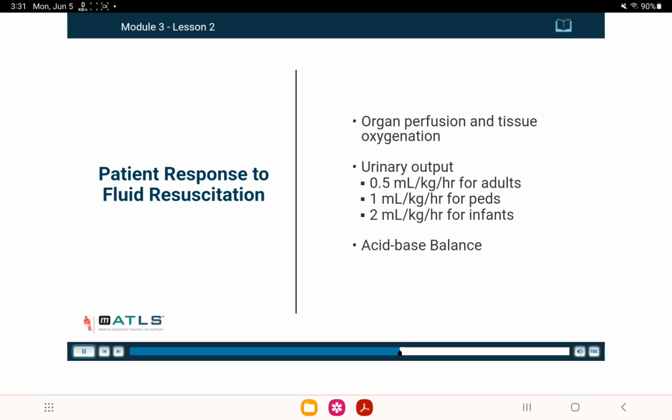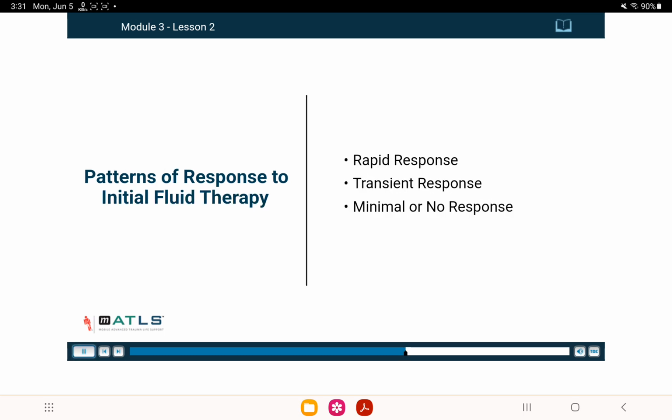Remember, severe metabolic acidosis can develop from long-standing or severe shock. Base deficit and/or lactate values can help determine the presence and severity of shock. Then, serial measurements can be used to monitor the patient's response to therapy. The potential patterns of response to initial fluid administration can be divided into these three groups: rapid response, transient response, and minimal or no response.